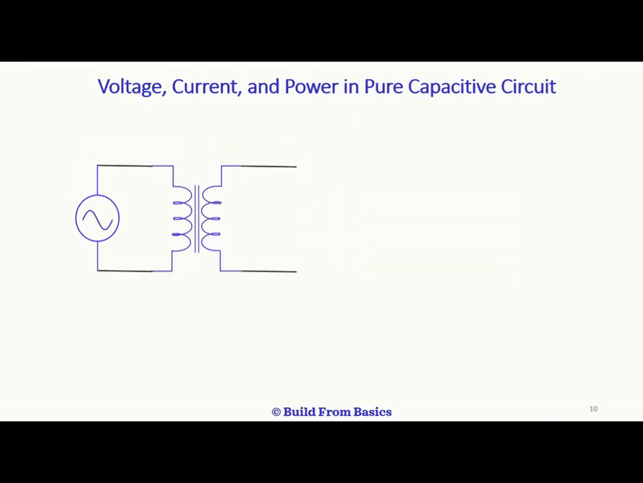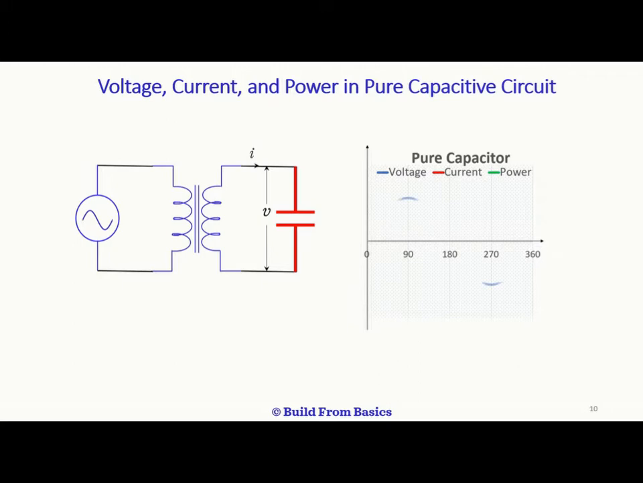Now let's talk about the relation between voltage, current and power in a pure capacitive circuit. Here the AC source is supplying a capacitive load. The instantaneous voltage, current and power waveforms are given in this figure. The blue waveform is the voltage waveform and red is the current waveform. As you can see, the current waveform is leading the voltage waveform. That means if the voltage is 0, the current is already at maximum.